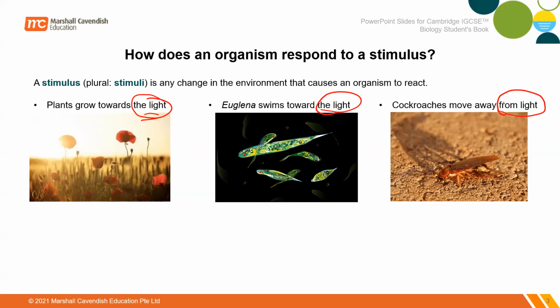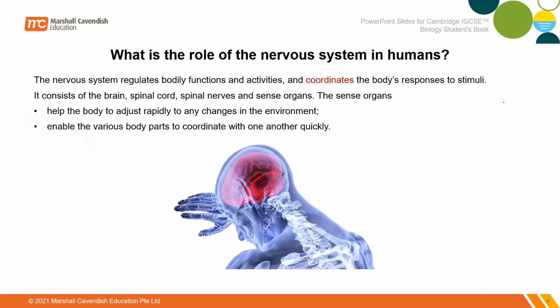The response happens in different living organisms: plants, Euglena in front of us, cockroaches. All of this response will definitely happen for a certain reason. Cockroach, for example, cannot live in extreme temperature or extreme heat or extreme hot climate. That's why it will move away from light. Euglena, for example, swims in order to carry out photosynthesis, so it will swim towards the light, and plants also grow towards the light to carry out the photosynthesis process.